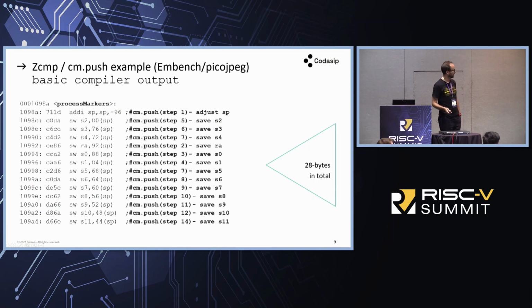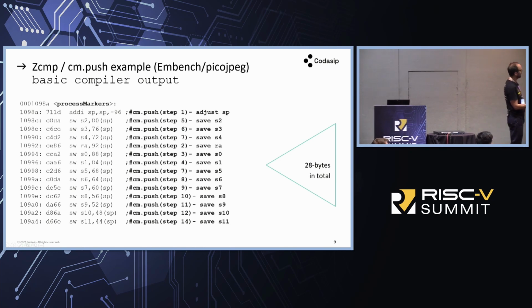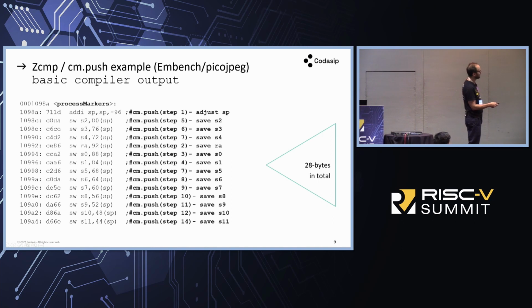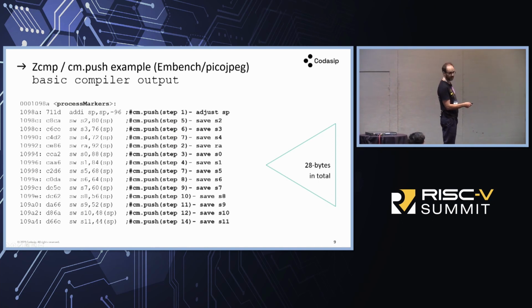So here's quite a long example. This is taken straight out of my spec. So you see, I wonder if this works. That work? Yeah. So you see, this is mbench picojpeg, the process markers function. So this is what you get for your function prologue. So you've got a lot of instructions, and they're very regular. So you're storing ra, then s0 to s11. I don't know why these are down here and not at the top.